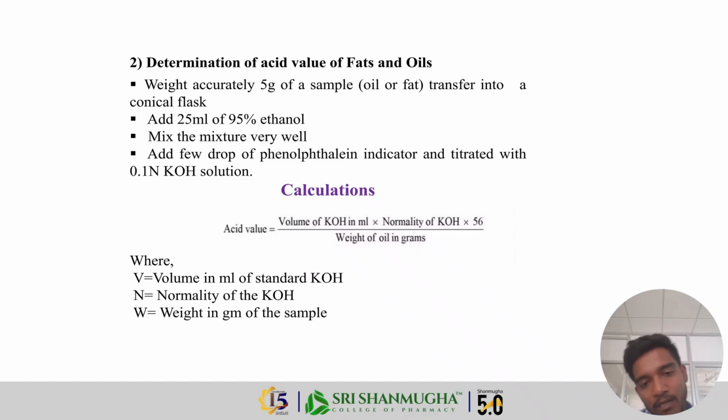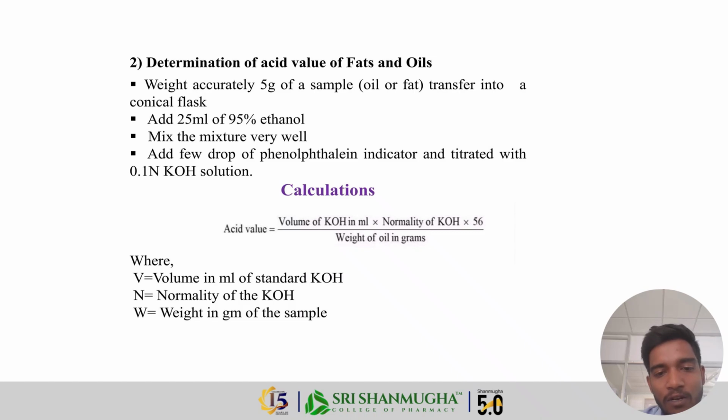I will repeat it another time. Weigh accurately 5 gram of sample, fats or oils. Transfer into a conical flask. Add 20 ml of 90% ethanol. Mix the mixture very well. Add a few drops of phenolphthalein indicator and titrate it with 0.1 normality potassium hydroxide solution.